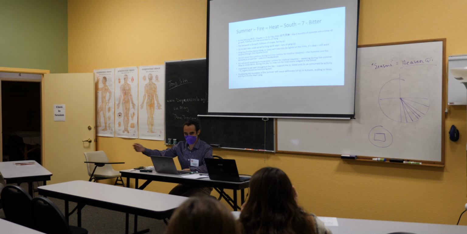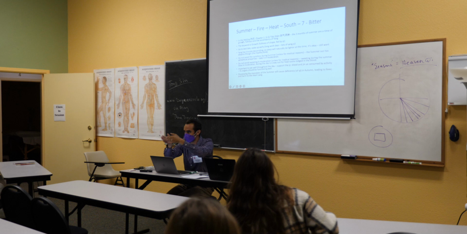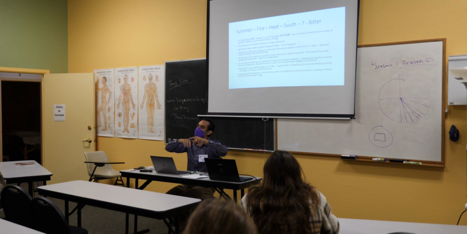In the Neijing, in chapter 2, Si Qi Tiao Shen, the three months of summertime are for growth, fullness, and ascendancy of yang, right? The key word is growth. Just like in the springtime, it was generation, from nothing to something. Well, guess what? In the springtime, we went from nothing to something. In the summertime, that something grows, right?